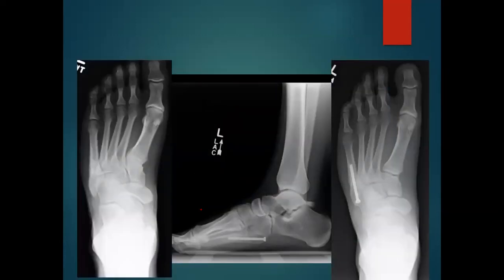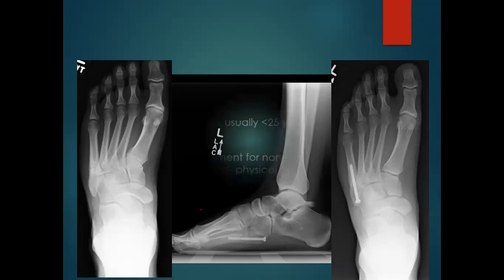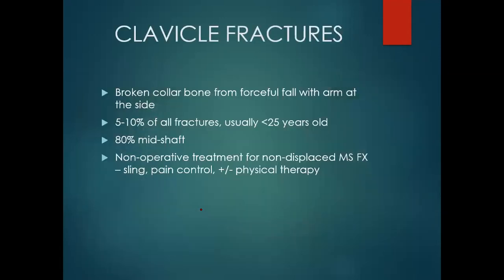So what do they do? They put this big pin or screw in there to get those two bony structures together and improve flow. Clavicular fractures. So clavicular fractures are just a fracture of the collarbone, usually from a forceful fall, either onto their side or a FOOSH injury. 5 to 10% of fractures, usually less than 25 years old. 80% of them are in the mid shaft, and we don't really care.